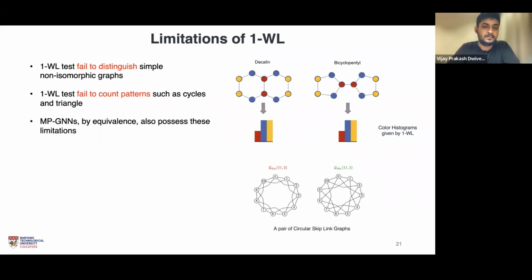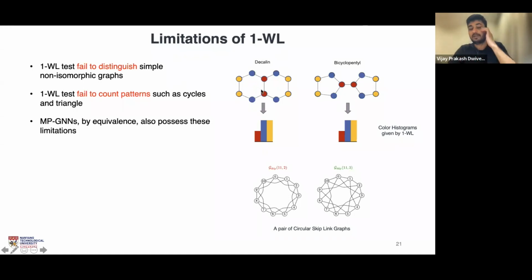Before that, let's see what the limitations of 1WL are. 1WL fails to distinguish simple non-isomorphic graphs. Look at this example pair of graphs, decalin and bicyclopentyl. These are molecules. These are two different graphs because if you see the blue node here, it is connected to a red node, and on that red node, another blue node on this side is not connected, which is part of the cycle. So the two blue nodes on the right are connected to a single red node, but that's not the case in the left graph.